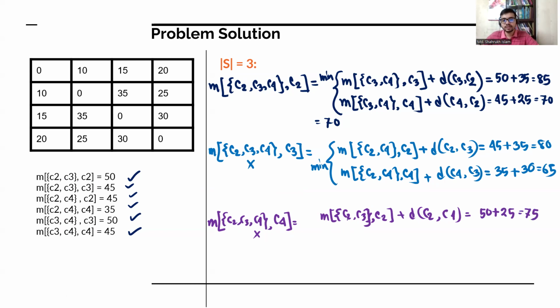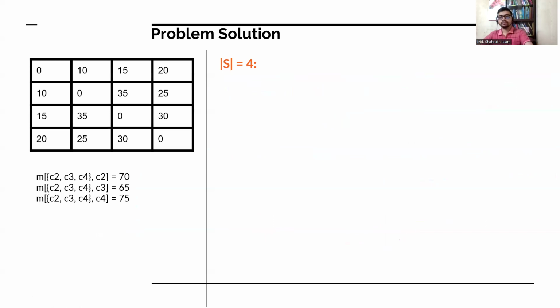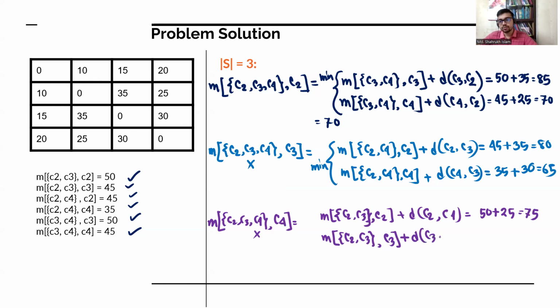And we can solve city 2 and city 3 in another way, that is city 2, city 3, and we end our journey at city 3. Then we go to city 4 from city 3. Okay, let's write it clearly. So 2, 3, 3 is 45, and 3 to 4 is 30, and this is 75.